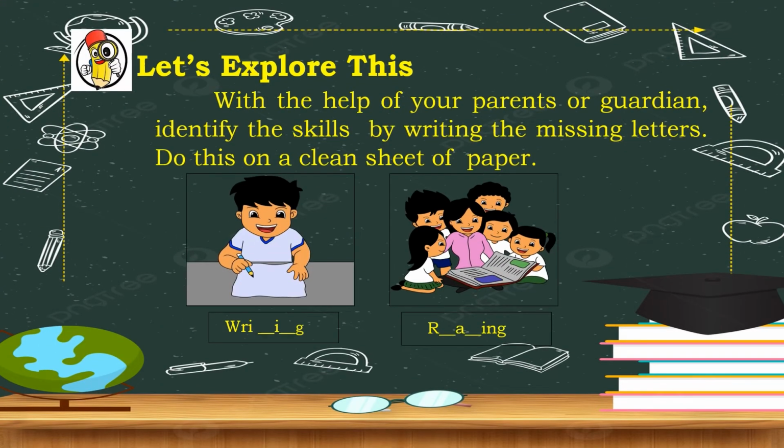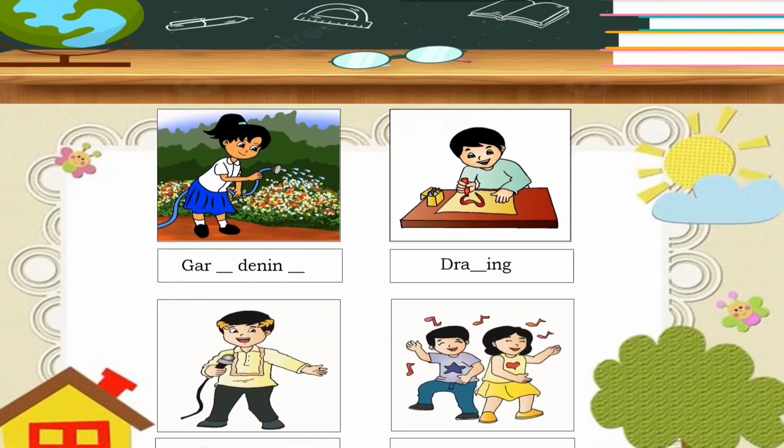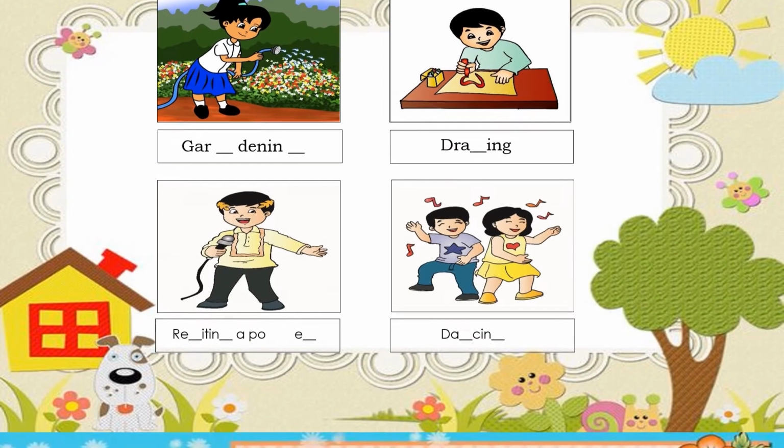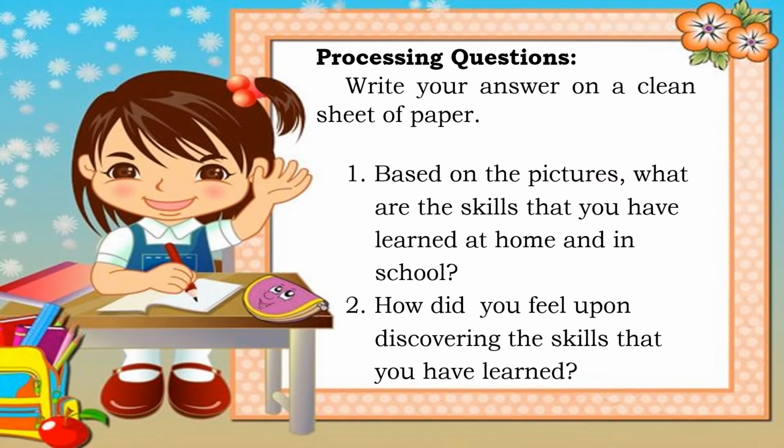Now for your Let's Explore This activity. With the help of your parents or guardian, identify the skills by writing the missing letters. Do this on a clean sheet of paper. After you finish answering the activity, answer now these follow-up processing questions. Write your answer on a clean sheet of paper. Number 1. Based on the pictures, what are the skills that you have learned at home and in school? And 2. How did you feel upon discovering the skills that you have learned?